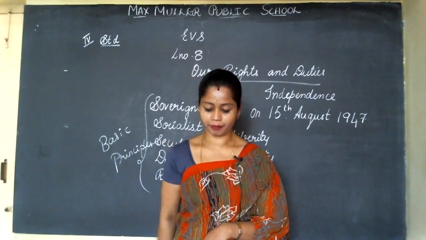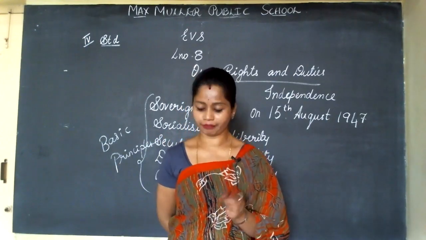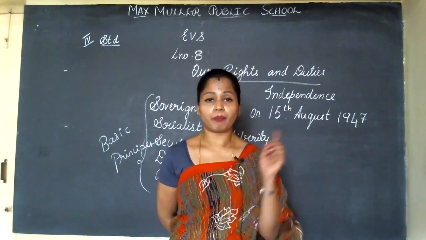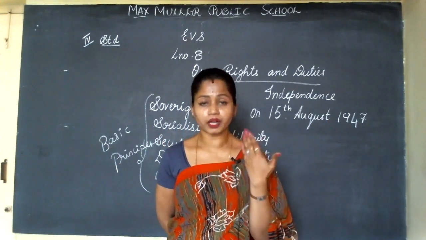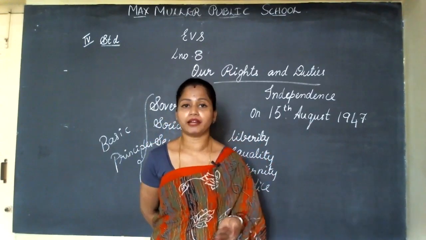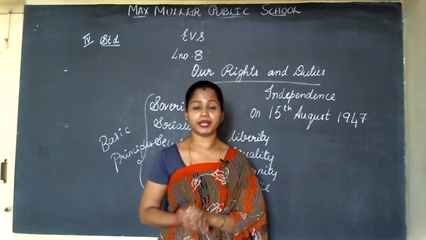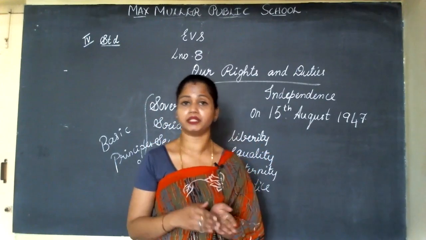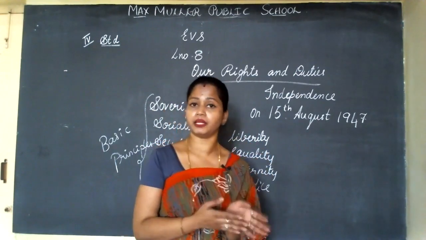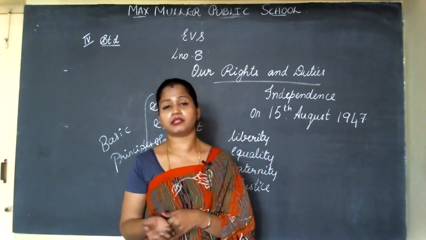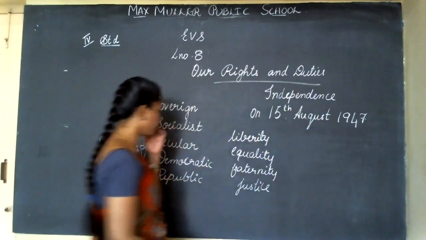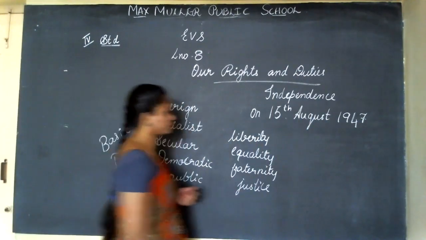A democracy is a government of the people, by the people and for the people. A democracy is a government which is elected by the people, and they have to work for the people. It is a government of the people itself, elected by the people, and the elected people have to work for the people themselves.